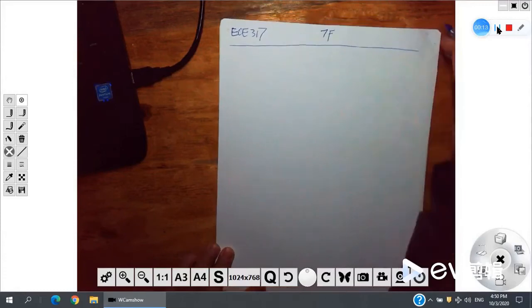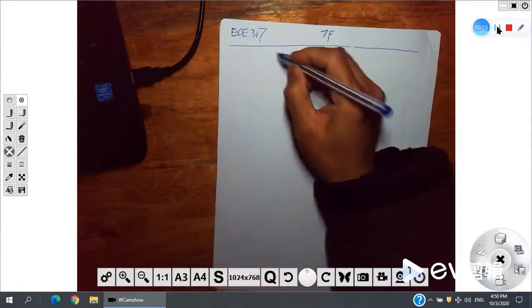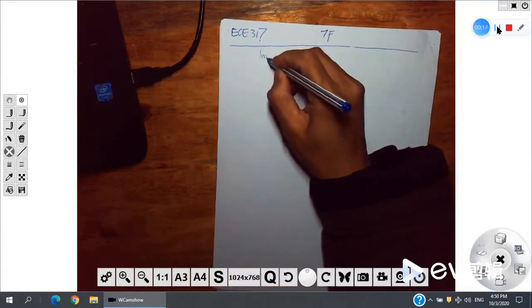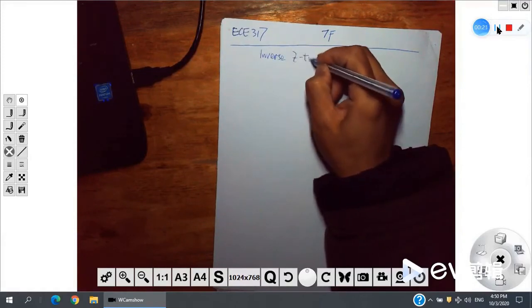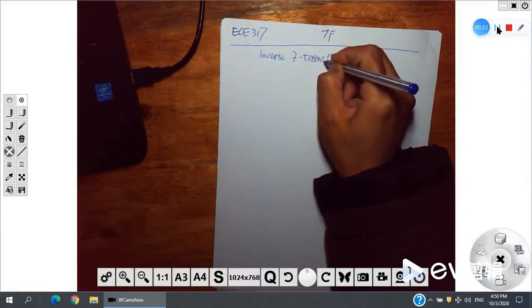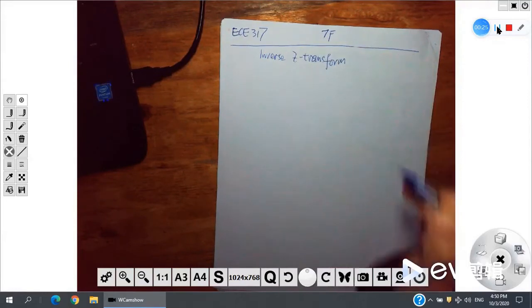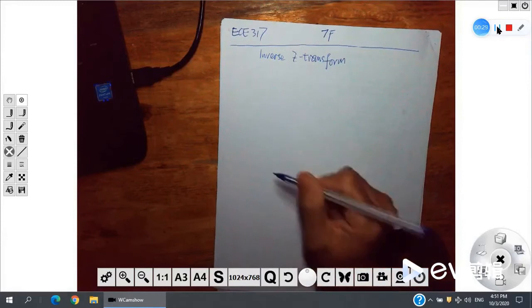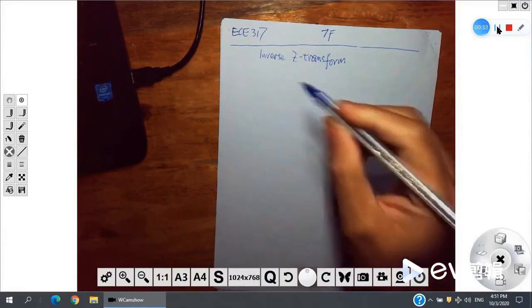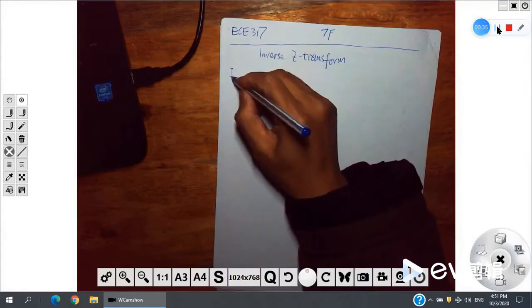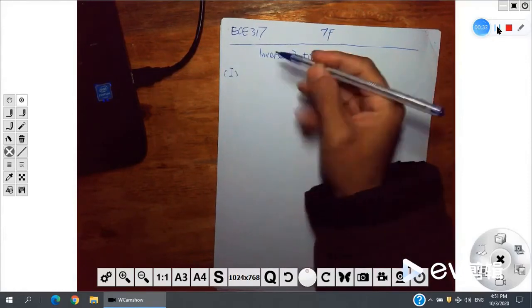Today we will consider the inverse Z transform. We have several cases. In each case you can use a different method. So let me start. The first case, I use an example to explain.